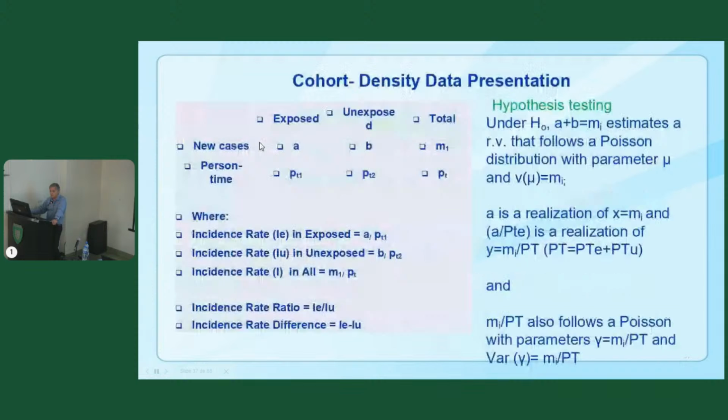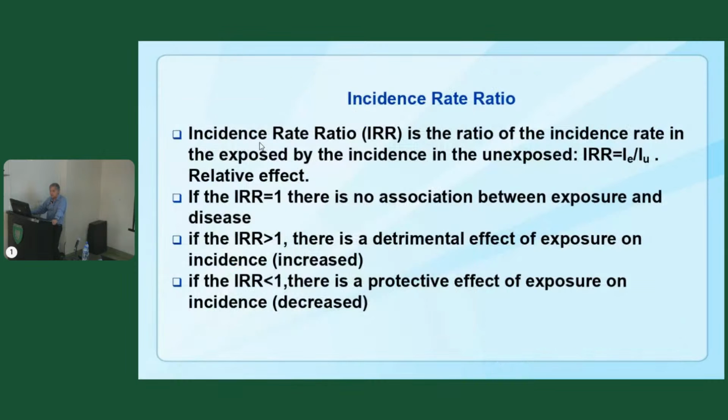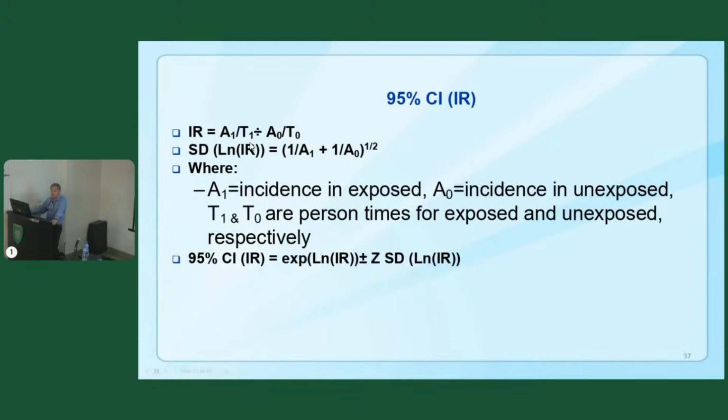I can actually estimate an incidence rate like I did. One notation is this one, A over PT1, but the other notation, very common in many books, is A1 over T1 divided by A0 over T0. That's the same thing. The incidence rate in exposed divided by incidence rate in unexposed. And the standard deviation of that to calculate the confidence interval is very simple, actually. It's 1 over A1 plus 1 over A0 from that diagram before, and I take the square root of this quantity. That's the standard deviation of the log of the incidence rate.